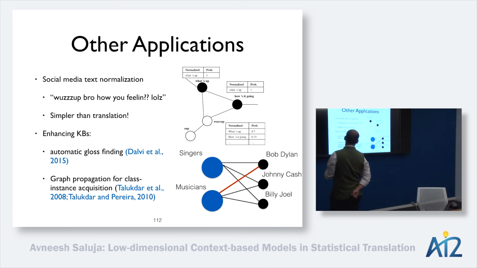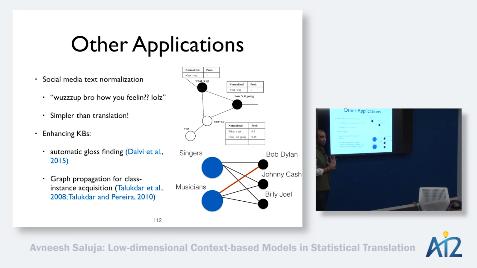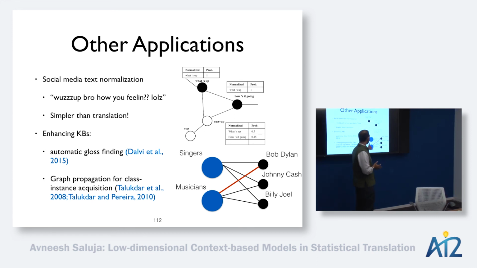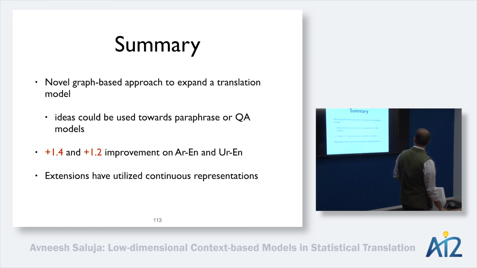I know a lot of these graph-based semi-supervised learning techniques have been used by Partha Talukdar and others on Freebase, for example. I believe for class instance acquisition or for enriching Freebase and knowledge bases, a lot of people have used these graph propagation techniques. The classic example from their paper is if you have Bob Dylan, Johnny Cash, and Billy Joel being singers, and of the musicians you only have Johnny Cash and Billy Joel, how do you infer the strength of that red edge? This is a classic graph propagation problem in some sense.